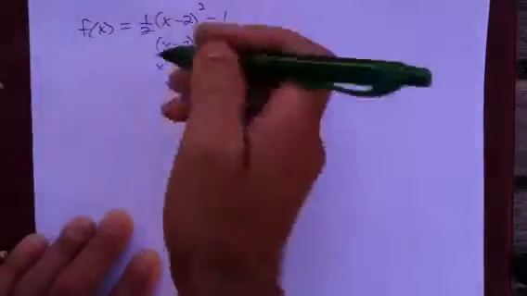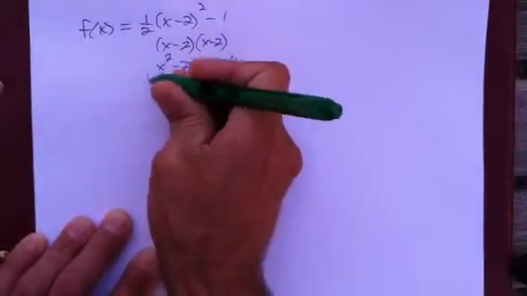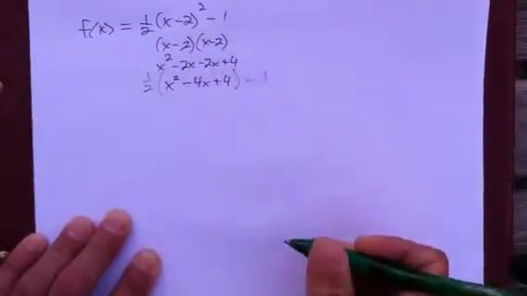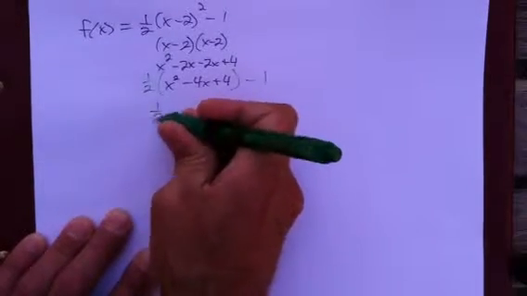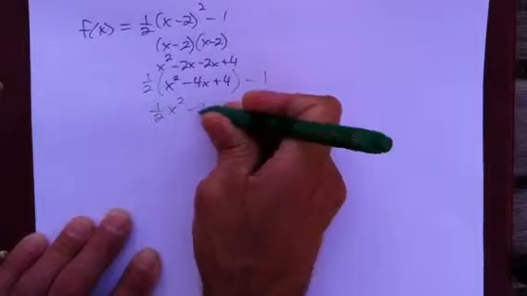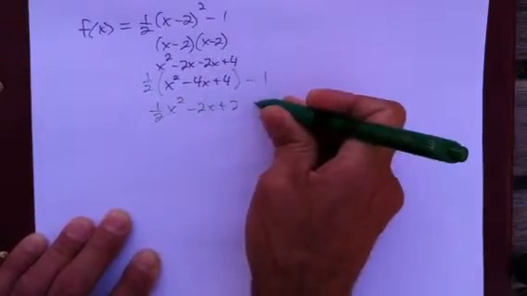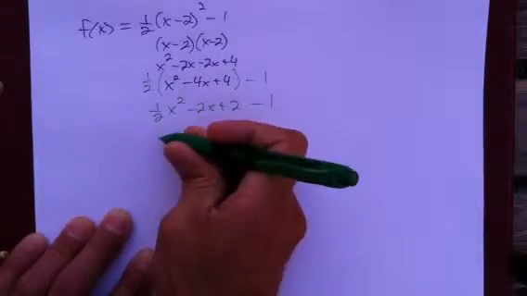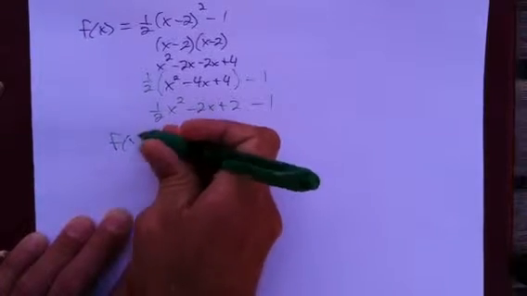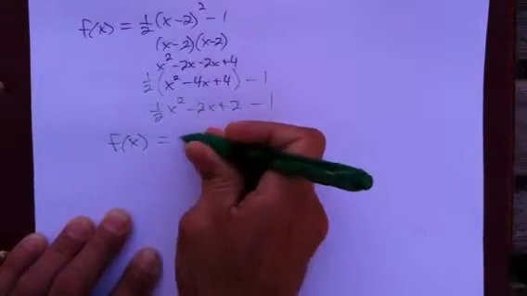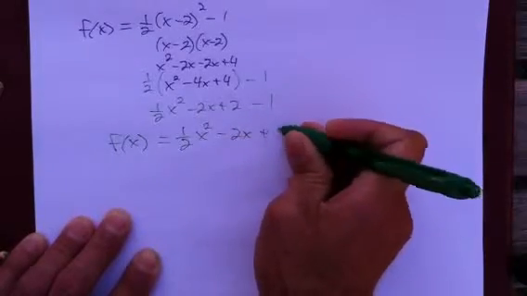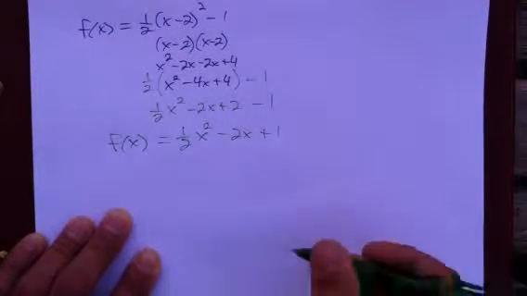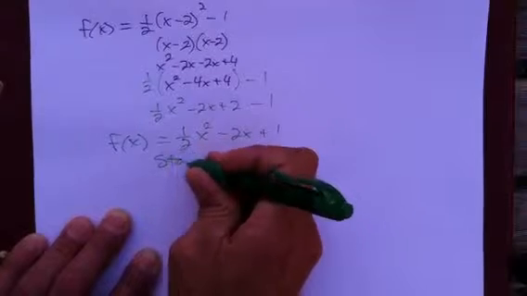Now keep in mind, however, that all of this needs to be multiplied by 1/2, and then you need to take 1 away from it. Okay, so distributing the half through, I get 1/2 x squared minus 2x plus 2. Still got to take that 1 away. So finally, I have a different way to write f of x, which is 1/2 x squared minus 2x plus 1. This is called standard form.